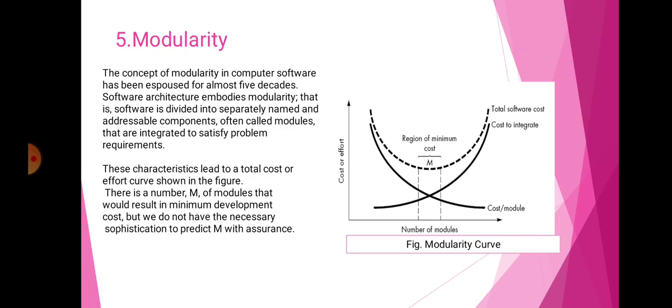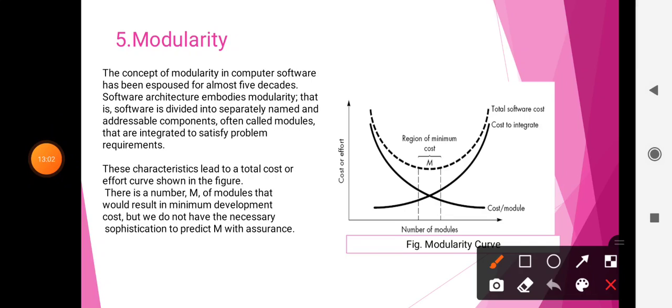So the curves shown in the figure provide useful guidelines when modularity is considered. We should modularize, but care should be taken to stay in the vicinity of M. In this diagram, these characteristics lead to the cost or effort curves shown in this figure. There is a number M of modules that would result in minimum development cost, but we do not have the necessary sophistication to predict M with assurance.